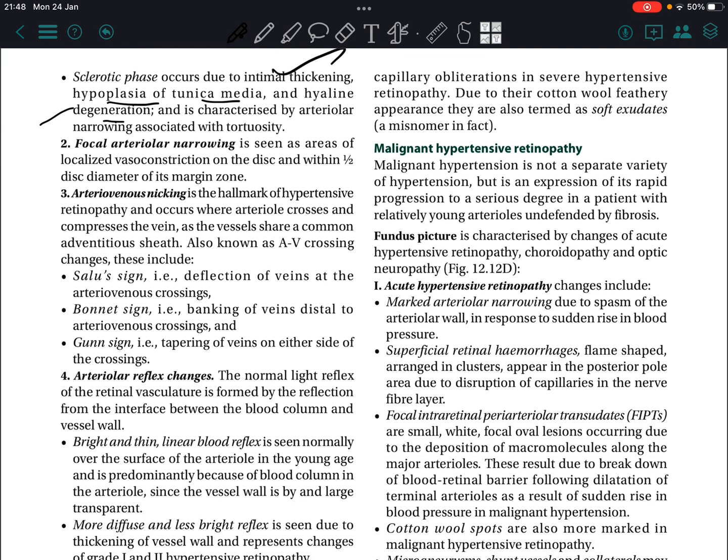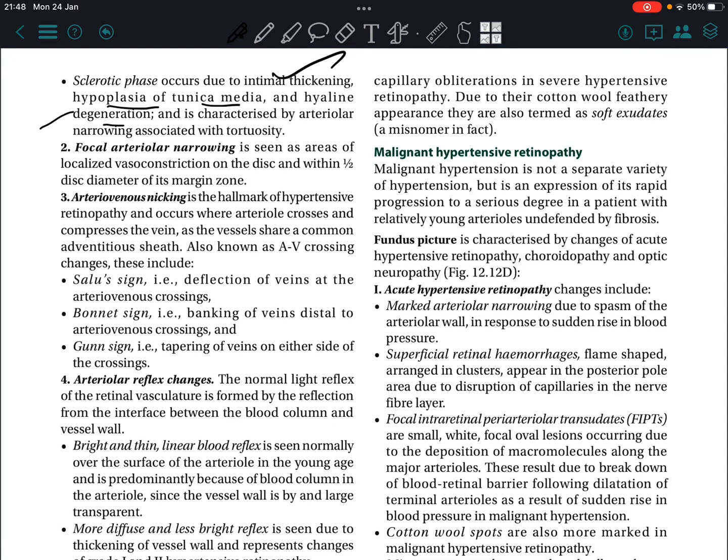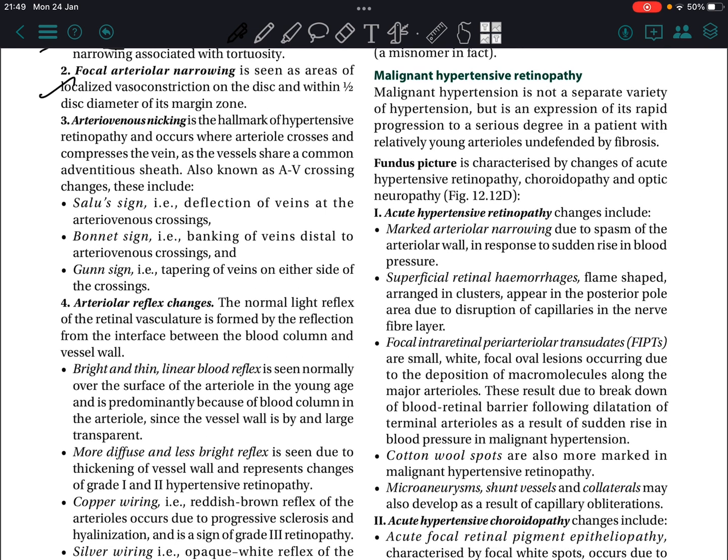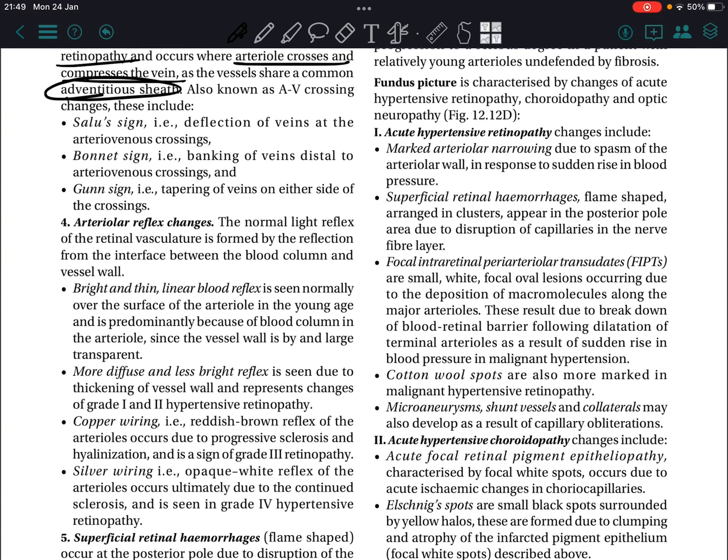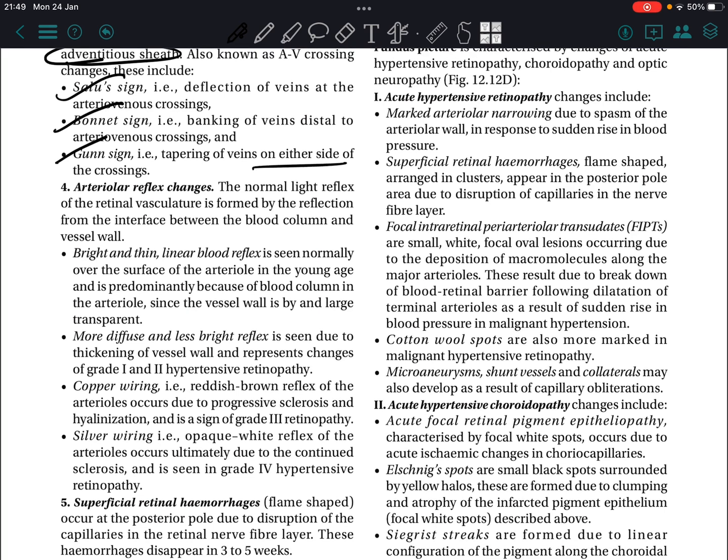Second is focal arterial narrowing, seen in areas of local vasoconstriction of the disc within half disc diameter. Arteriovenous nicking is the hallmark of hypertensive retinopathy. It occurs when the artery crosses and compresses the vein, as the vessels share a common adventitial sheath, also known as AV crossing. Changes: Salus sign, Bonnet sign, Gunn sign, tapering of vein on either side of crossing, Bonnet banking of vein distal to arteriovenous crossing, and deflection of veins at arteriovenous crossing.